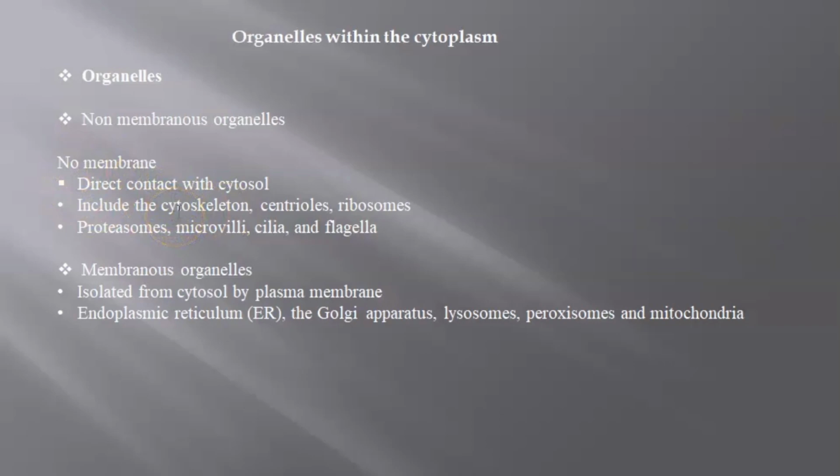So if we say organelles without membrane, these are the organelles. Then there are other organelles that have a membrane. Apart from the plasma membrane, that is after the extracellular fluid before you come to the cytosol, these organelles in the cytoplasm also have their own membrane. And this membrane isolates them from the cytosol. Those organelles are the endoplasmic reticulum, the Golgi apparatus, lysosomes, peroxisomes, and mitochondria.